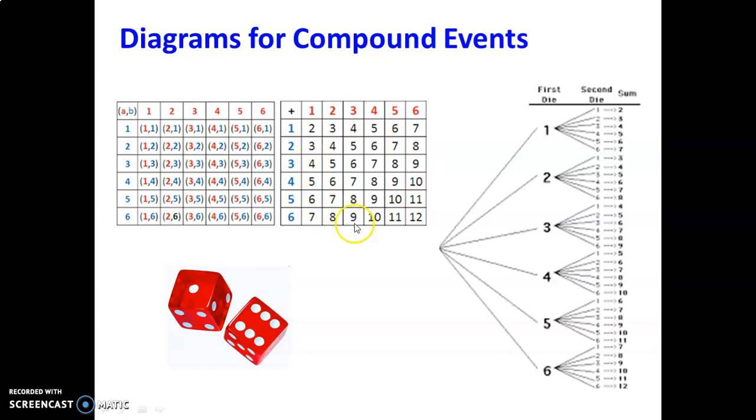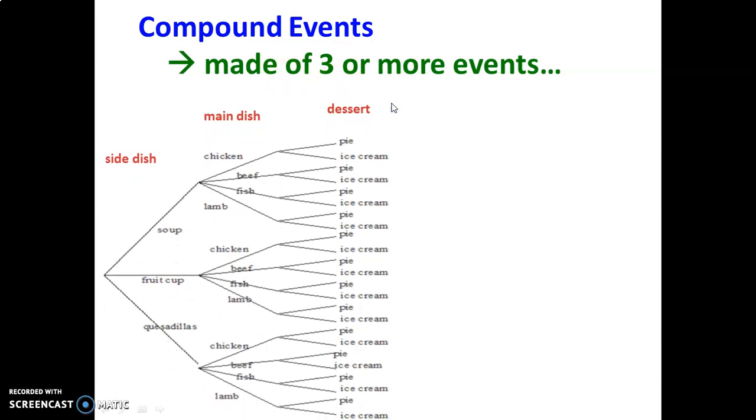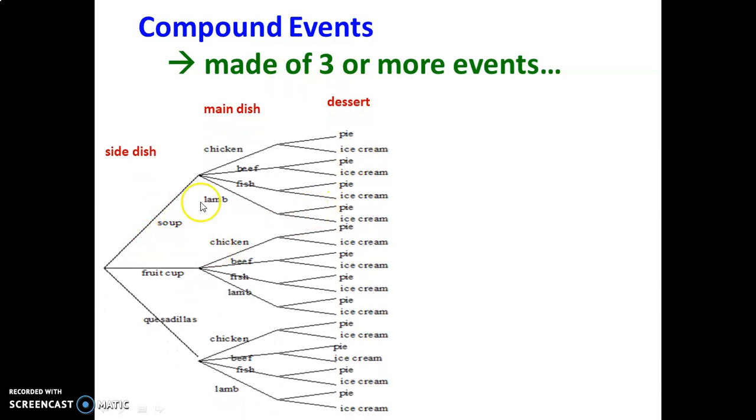And again, since we have a sample space diagram, only 2 events happened, one roll and another roll. If we did a third die roll, we could not show it on a sample space diagram. Or I guess we could show it in 3 dimensions. But a tree diagram can go forever. So here is a compound event made of 3 or more events. And again, we can see now a tree diagram works.